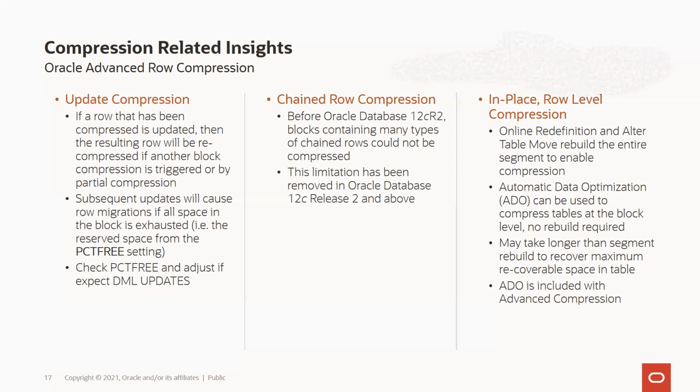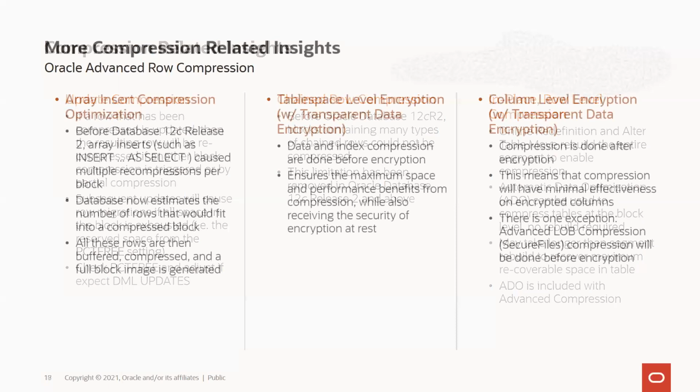You can do in-place row level compression. You can compress data in place instead of rebuilding the table. There's something called Automatic Data Optimization, or ADO. I'll point you to the white paper about that. ADO has the ability to compress a table in place without requiring the table to be rebuilt, and that was introduced in 12c, so it isn't available to you in earlier versions if you want to enable compression without having to rebuild the table. I'll point you to a white paper about that at the end. Unfortunately, we just don't have the time to dig deeper into that.